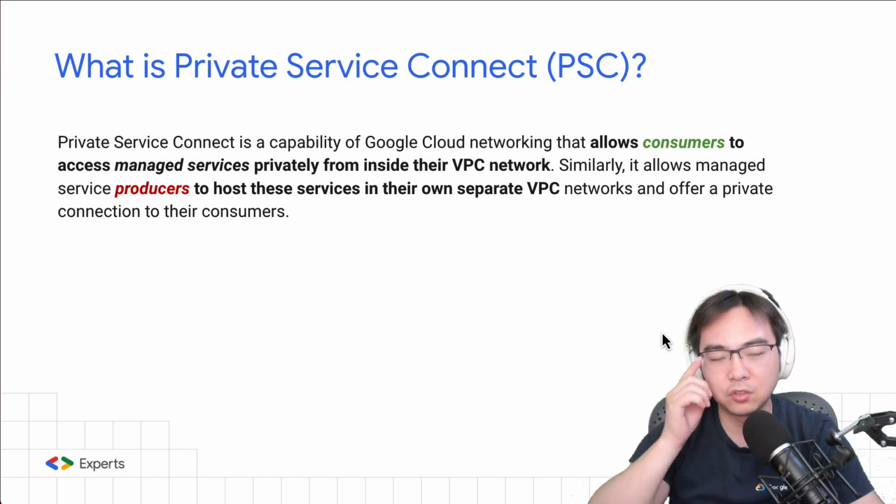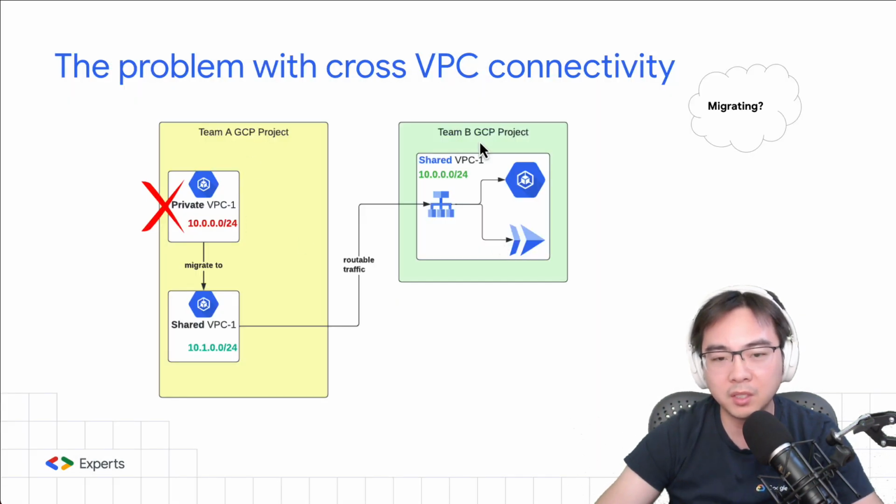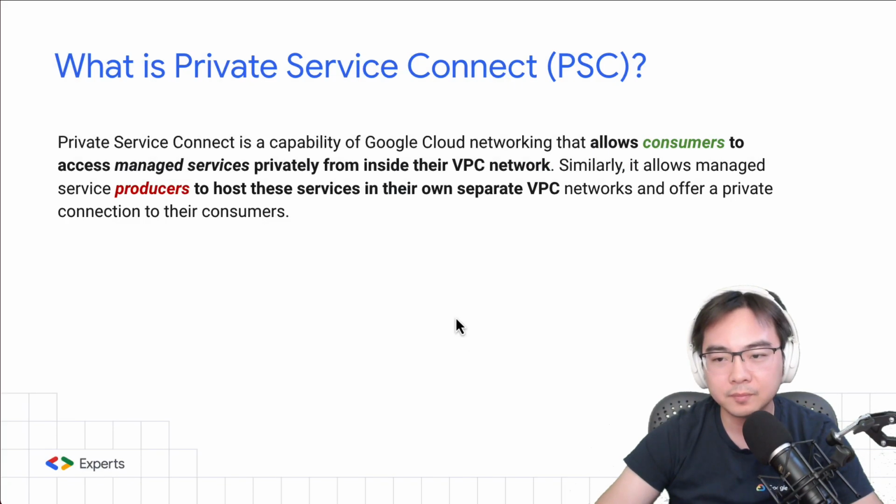Okay, let's first talk about what Private Service Connect is, and then we'll talk about how this can actually solve our problem. Private Service Connect is a capability of Google Cloud networking that allows consumers to access managed services privately from inside their own VPC network. Similarly, it allows managed service producers to host these services, their own services, in their own separate VPC. So if you think about the situation we have with Team A and Team B, they can all do their own things in their own area. So what does that mean exactly? It's a way to offer private connectivity between the two parties.